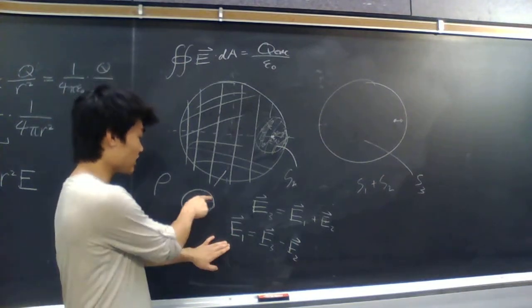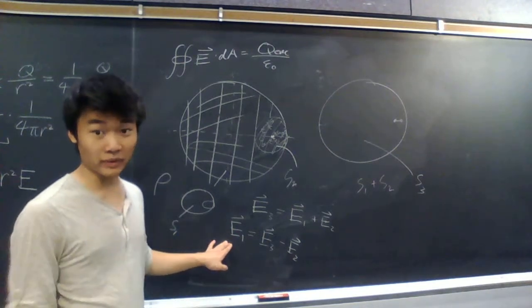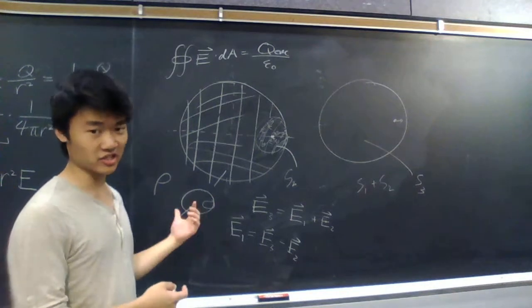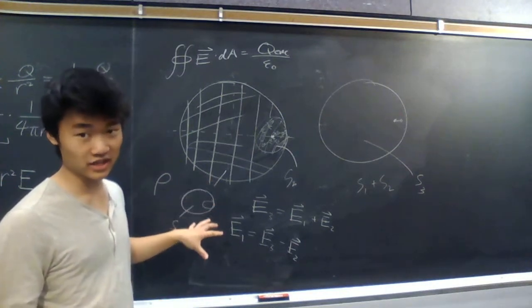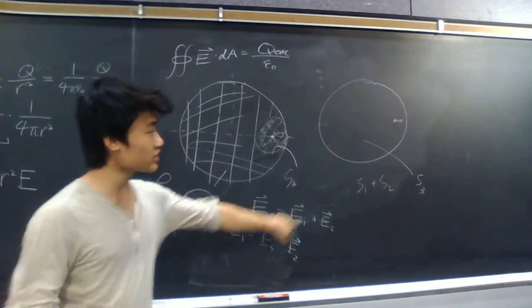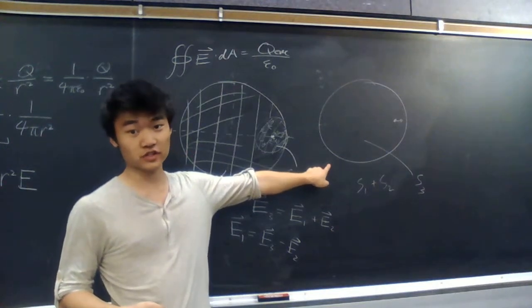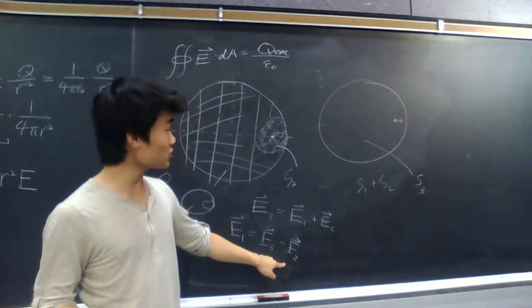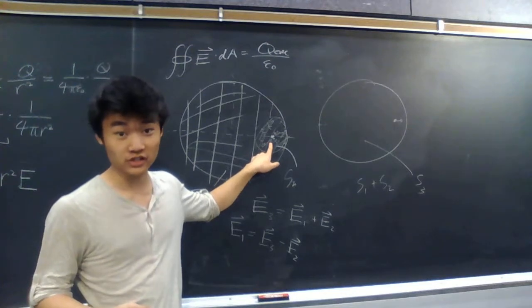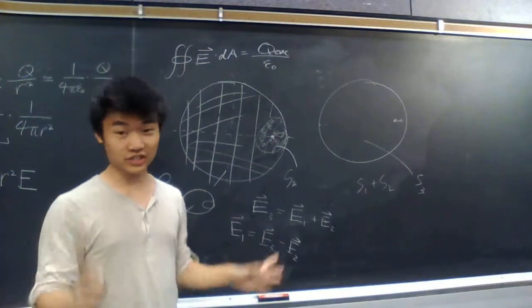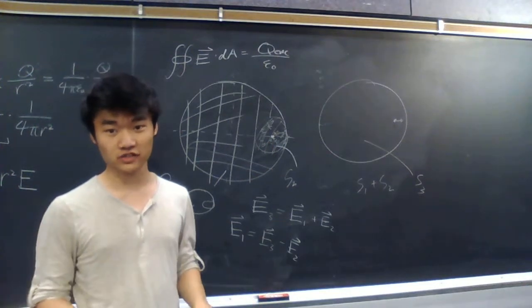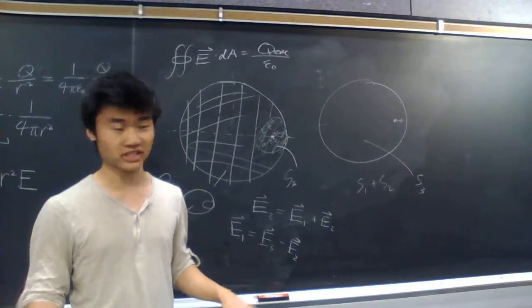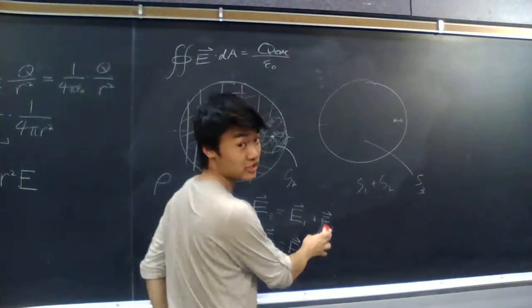But notice, E1 is a very hard thing to calculate all by itself, at least if you're going to do it by taking the integral over this crescent thing. E3 is a solid sphere of charge. E2 is a solid sphere of charge. Calculating electric fields due to solid spheres of charge is incredibly easy. And here's how we're going to do it.